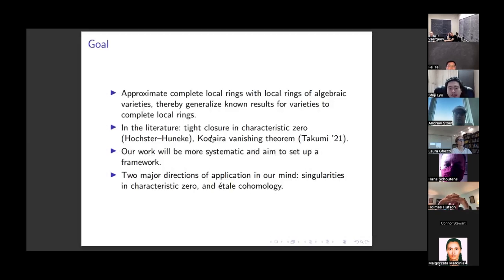And Shiji and Bogdan were considering Hodge cohomology. Again, many results for Hodge cohomology are only known for algebraic varieties, such as the decomposition theorem. So we want to generalize this decomposition theorem to complete local rings, and that will be new.